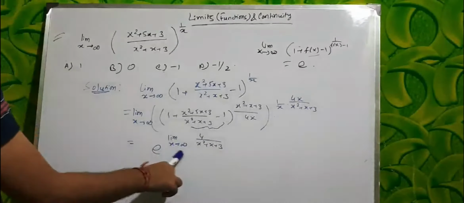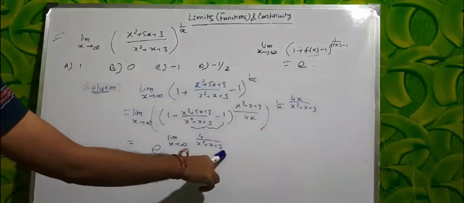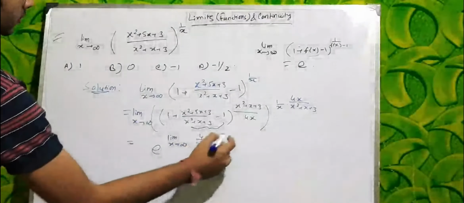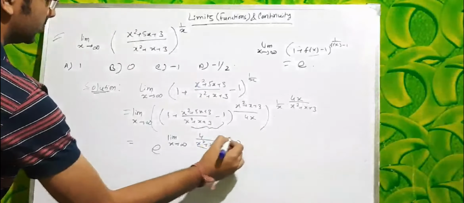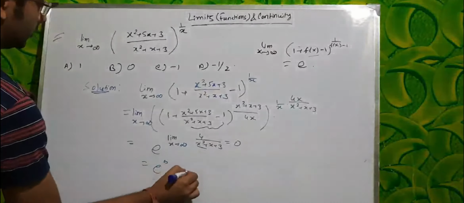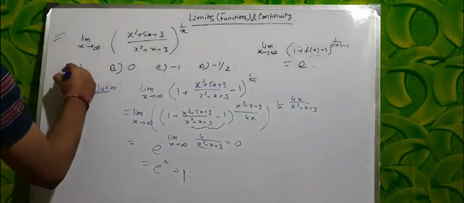So what we simply get is the limit as x tends to infinity in x squared plus x plus 3. So we know this denominator, this is going to be nothing but 0. So we get e power 0, which is 1. So the right option is A.